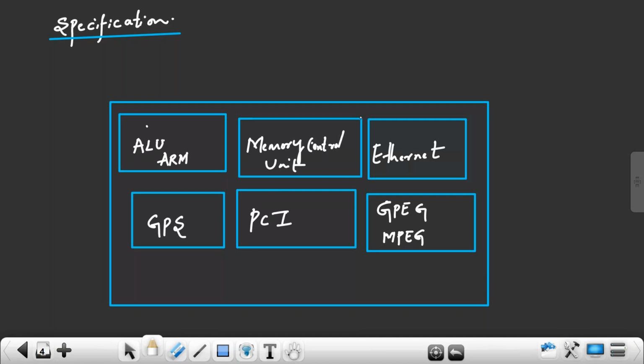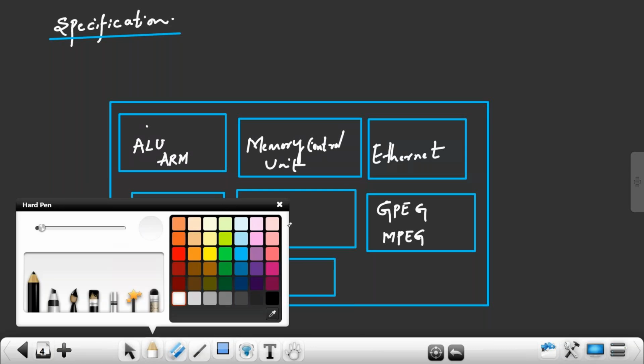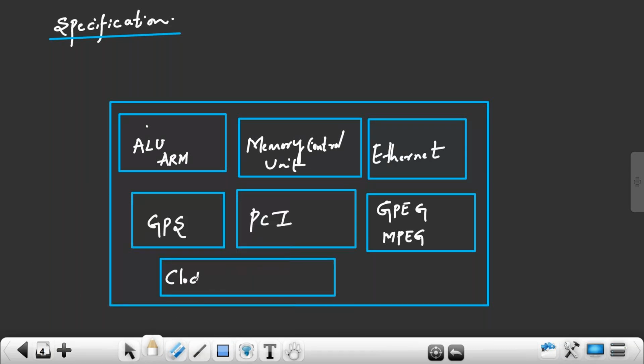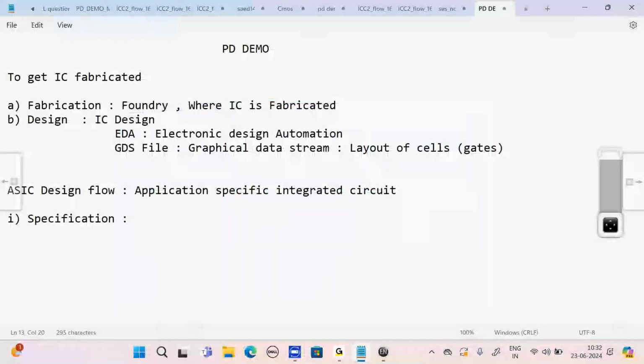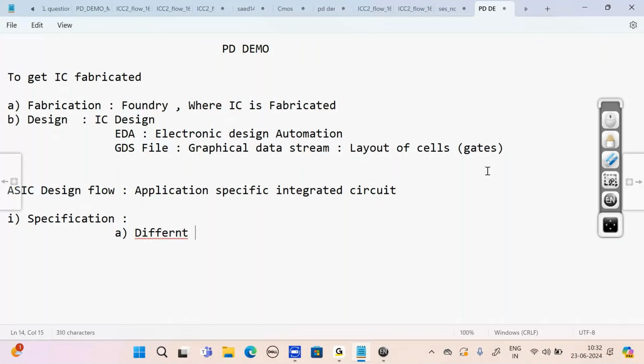There is also a clock controller module, or clock controller circuit. So what are the different blocks required in an IC? First we have to decide that. That is the first thing of specification: first, what is the requirement. So we are going to start with different functional blocks.